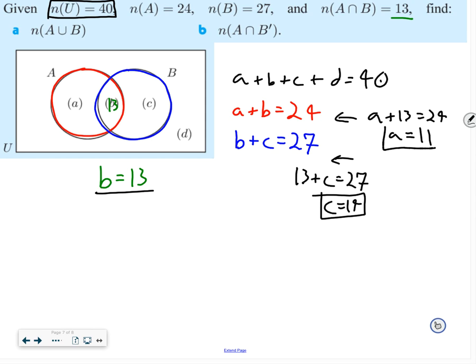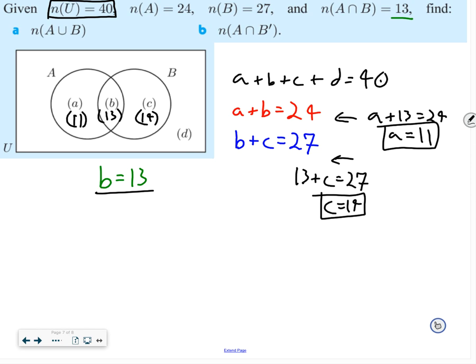I'm going to go ahead and label those there. We can do a little bit better job here. So we see that B is 13, A is 11. I'm going to put brackets here so we see that they're talking about the number of elements in there. And then C is 14.